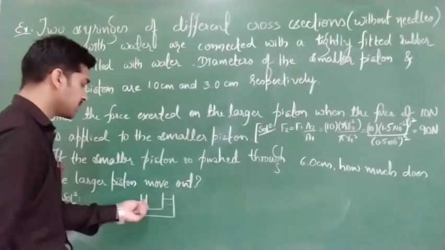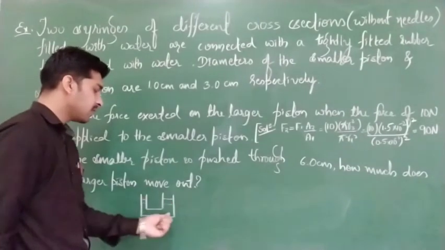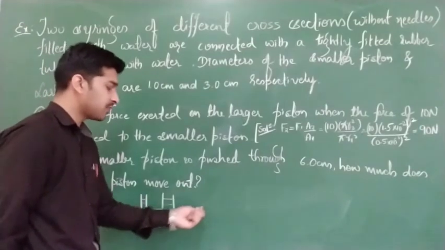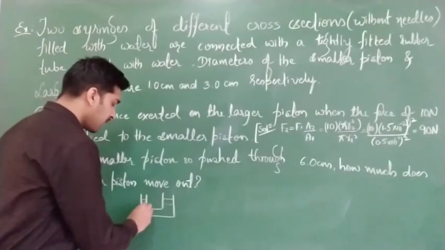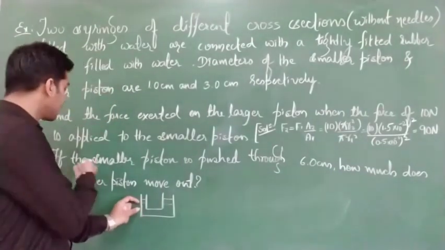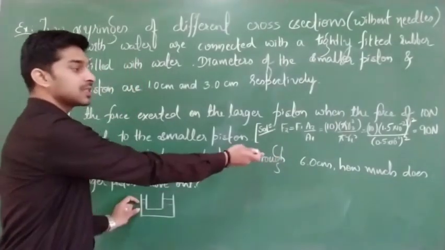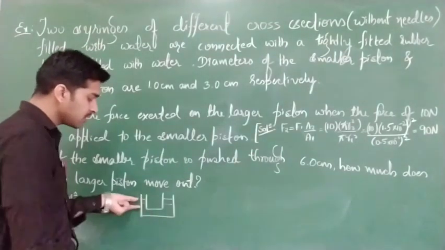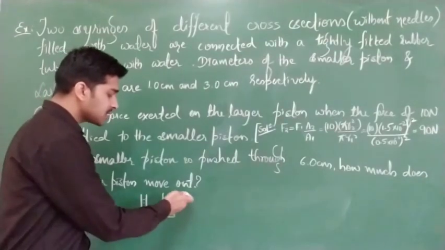So this we had assumed as A1, this one as A2, force F1 applied, F2 exerted by that pressure, and finally we got F2 by F1 is equal to A2 by A1. Okay? So what I am telling here, if this piston is moved some distance x, that only they are telling. If the smaller piston is pushed through 6 centimeter, here x is nothing but 6 centimeter they are telling.